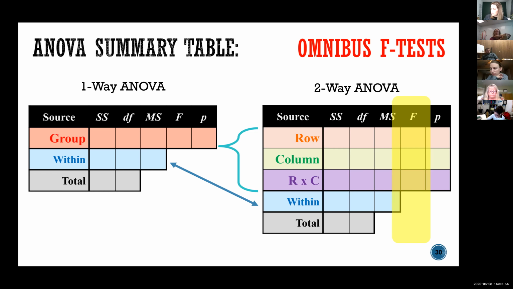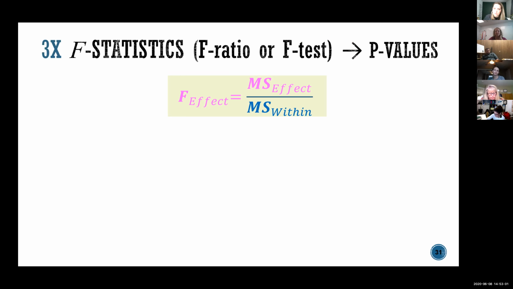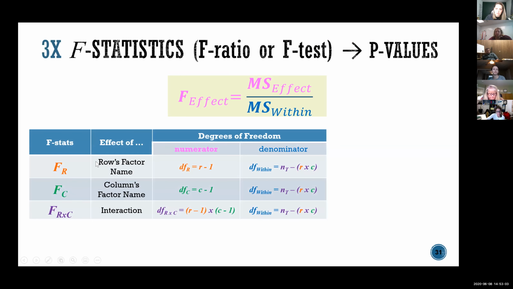The mean squared for the row variable, the mean squared for the column variable, or the mean squared for the interaction. If we want to do the row variable, we would do the mean squared for that row variable divided by the mean squared within. So we're going to have those 3 different F statistics.